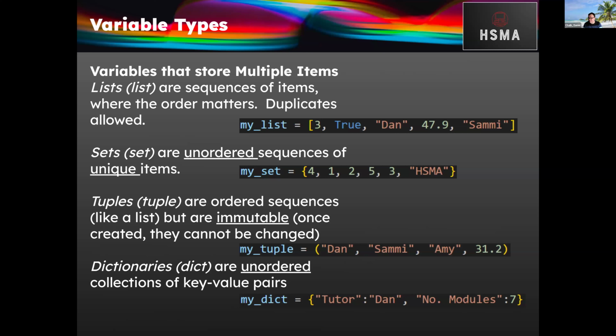Then we've got variables that can store multiple things, and you'll use these a lot, and we'll talk more about these a little bit later today as well. We've got lists. These are a very common one that you'll be using all the time. Lists are basically sequences of items where the order matters, okay? And you are allowed duplicates. You can have the same value as multiple entries in a list, and the order of the list matters.